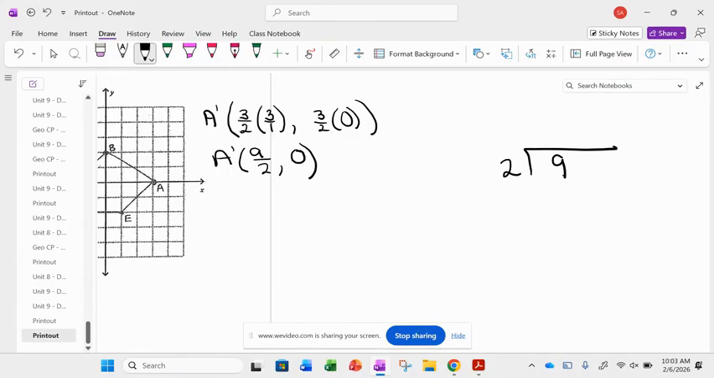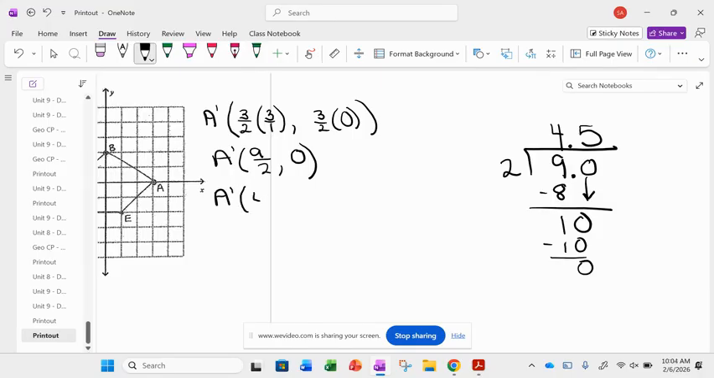And you say 2 goes into 9 4 times. 4 times 2 is 8. You subtract. And now I don't want a mixed number. I want a decimal. So there's no more numbers to bring down. So I put the decimal point and I bring down a 0. 2 goes into 10 how many times? 5. 5 times 2 is 10 and get 0. So now my A prime is going to be the point 4.5, comma 0.